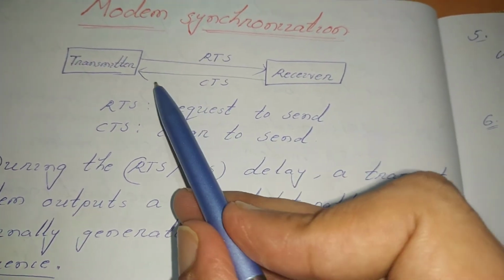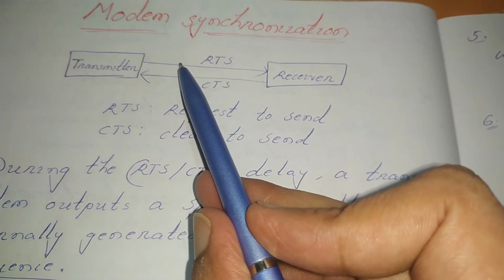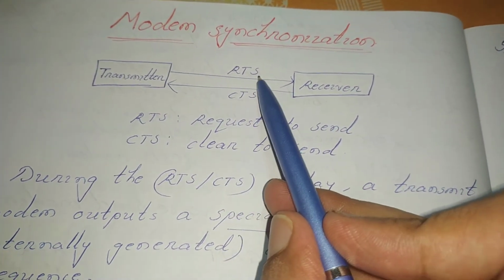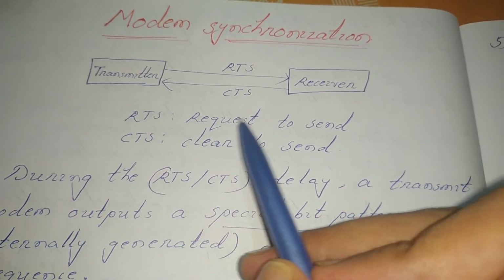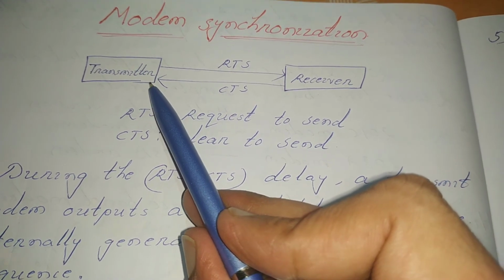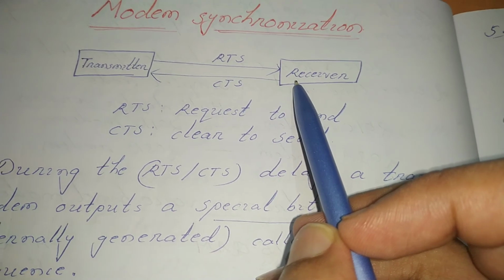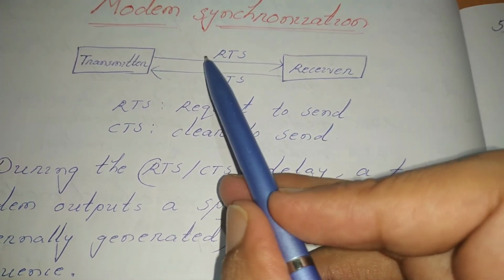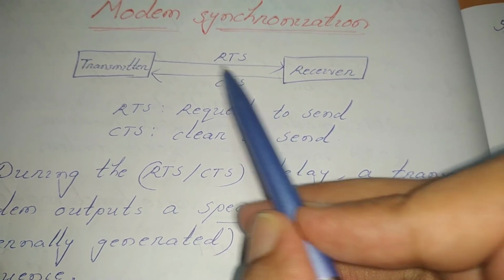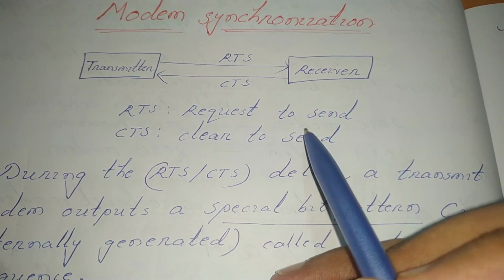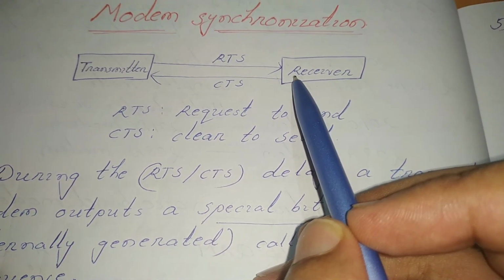Before transmitting any message or data to the receiver side, to establish that communication, one RTS signal is sent to the receiver from the transmitter side. RTS is Request to Send. That means the transmitter has some message and wants to send it to the receiver. In response to that RTS signal, the receiver will send one CTS signal to the transmitter side. CTS is Clear to Send.